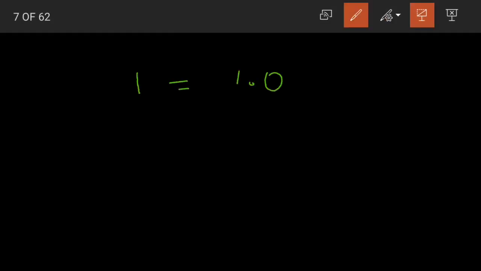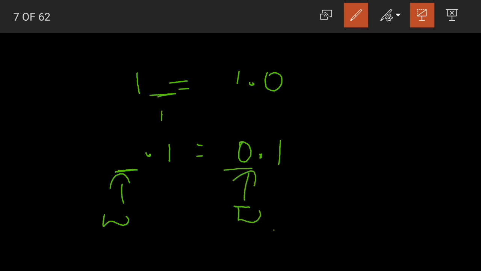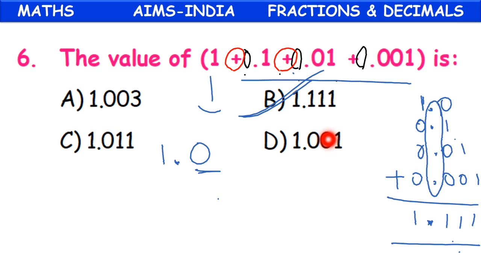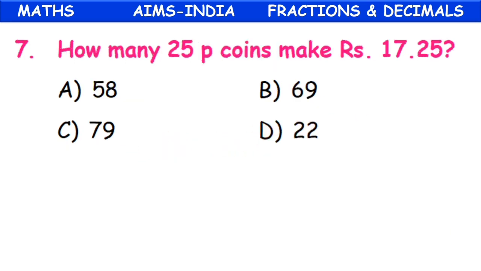1 is nothing but 1.0. 0.1 is nothing but 0.1. Here we had no whole number part, so we have written 0 in the whole number part. Here we have no decimal part, so we have written 0 in the decimal part. So 0 can be used to represent when we have nothing. And this is our answer. I hope question number 6 is clear, children.